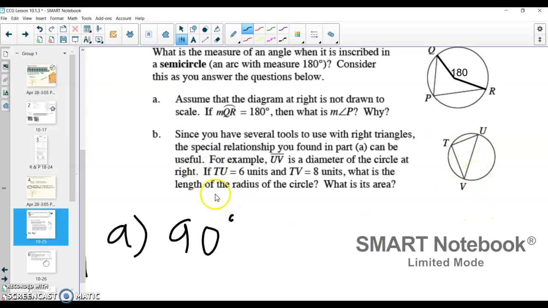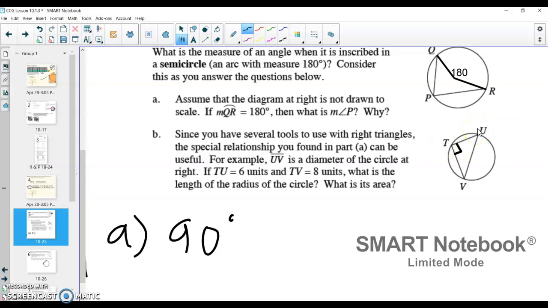Now it's looking for the length of the radius and the area. So really what we're going to look for first is the length of UV, because that's the diameter. Then we're going to cut the diameter in half to find the radius, and then use that radius to find area. One thing I don't love about this problem is that they talk about tools for right triangles, but they don't say this is a right triangle, but we do need to assume it is. Otherwise the problem won't work.